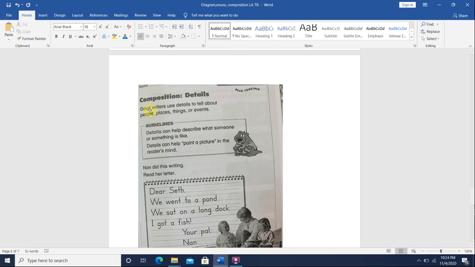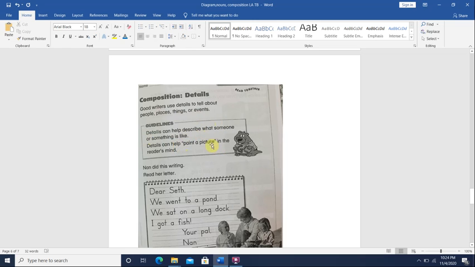So let's start reading in our book and see why we use details. Good writers use details to tell about people, places, things, or events. All right? So writers use details to tell or describe people, places, things, or events. Events are things that happen in the story. Okay? Details help describe what someone or something is like.